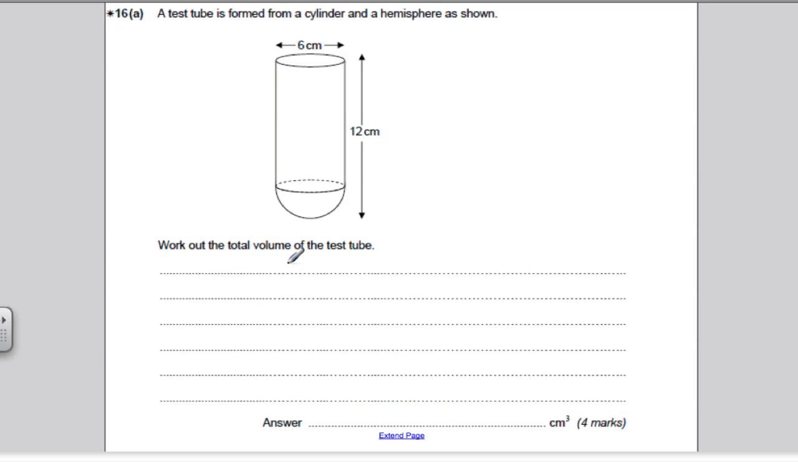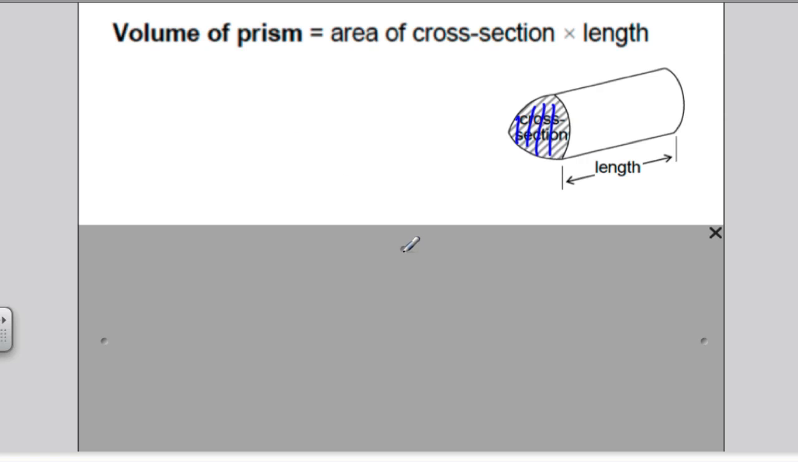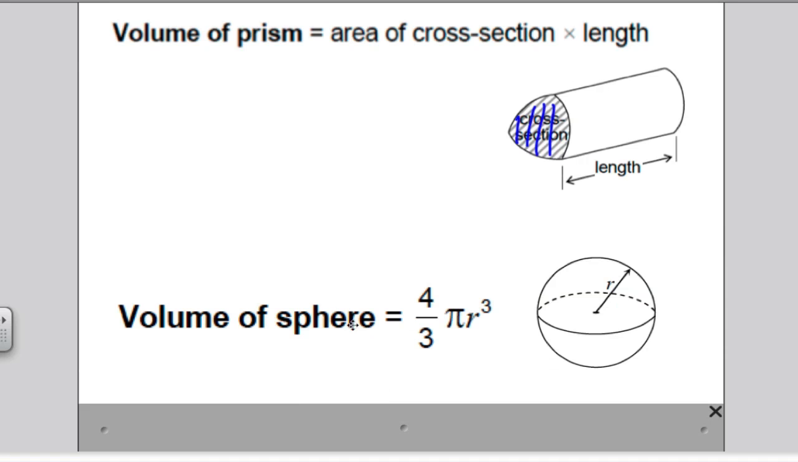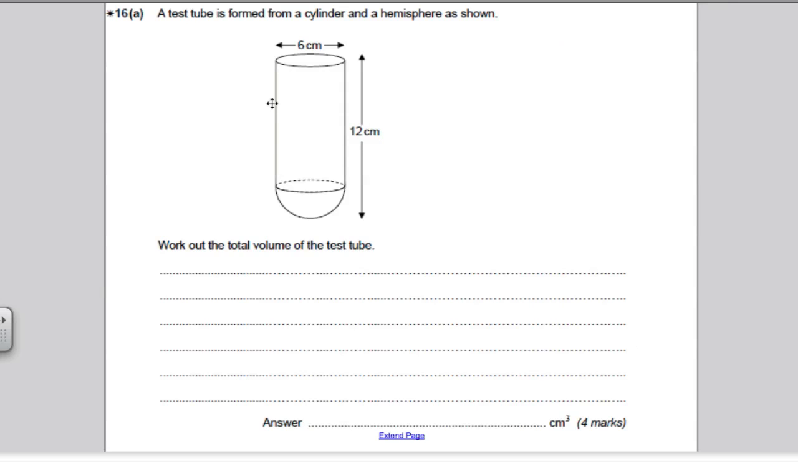You've got to work out the volume of that test tube, but a little tip for you: you would look in your formula booklet, you would use the volume of a prism again to help you, and also the formula booklet tells you the volume of a sphere. A sphere is like a 3-dimensional ball. That's how you work out the volume of a sphere. So maybe you could combine the volume of a cylinder with the volume of half a sphere, see if you can work out the total volume. Pause the video, have a go, and mark your work as I go through it afterwards.